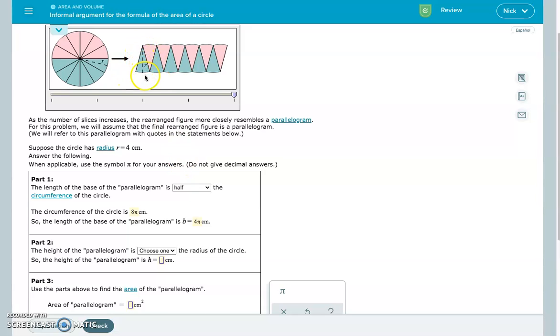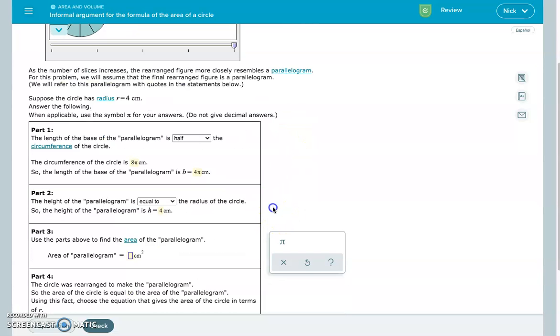Now the height, that's over here. This is getting closer and closer to vertical, so the height itself is going to be equal to the radius eventually. So the height, in this case, is going to be 4. Notice it's not quite there now, it's a little sloped, but if we kept breaking them into more and more pieces, it's getting closer and closer. So eventually it's going to be equal to the radius once it gets vertical.